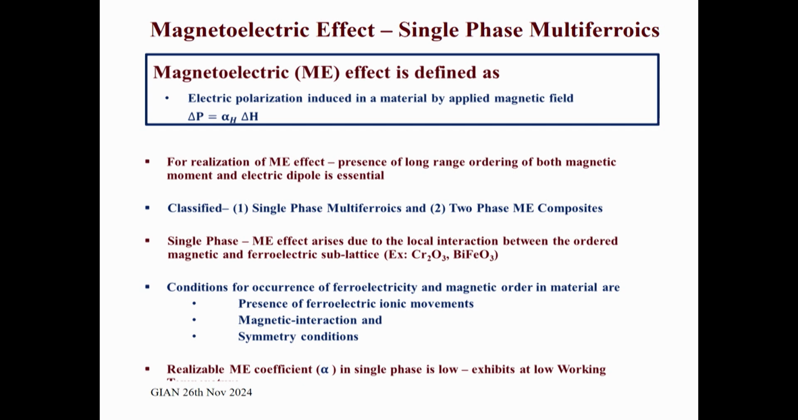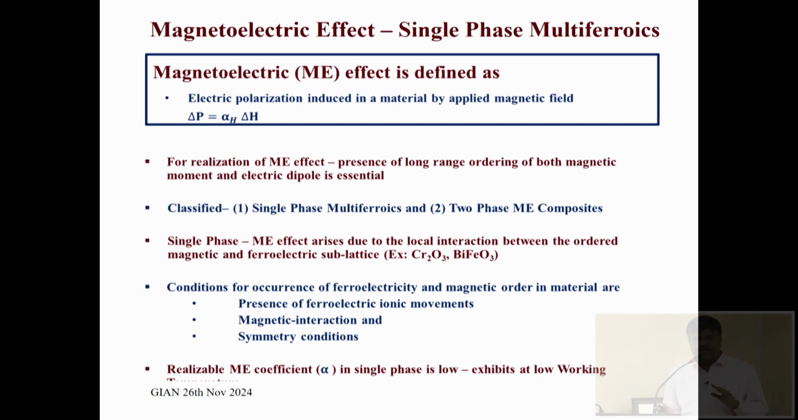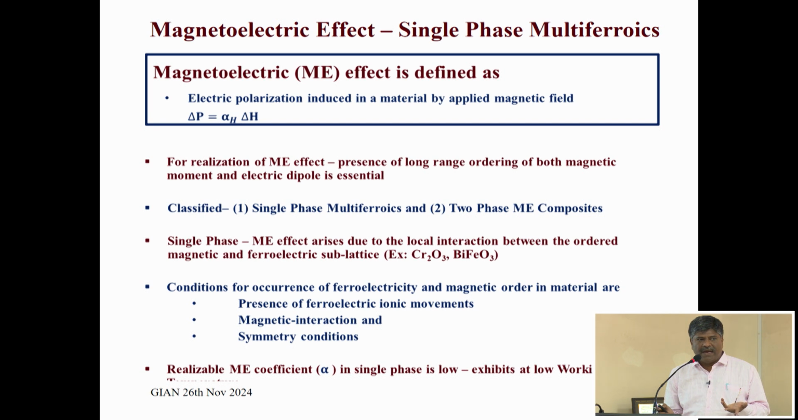Some historic background I would give you. So as far as the magnetoelectric effect is concerned, it is electric polarization induced in a material by an applied magnetic field. Now up to this time you must have got an idea. If you want to change the magnetization in the material, then you can apply an external magnetic field. By applying an external magnetic field, you cannot change electric polarization, right. But here in this specific category of material, it is possible to change electric polarization by means of a magnetic field.